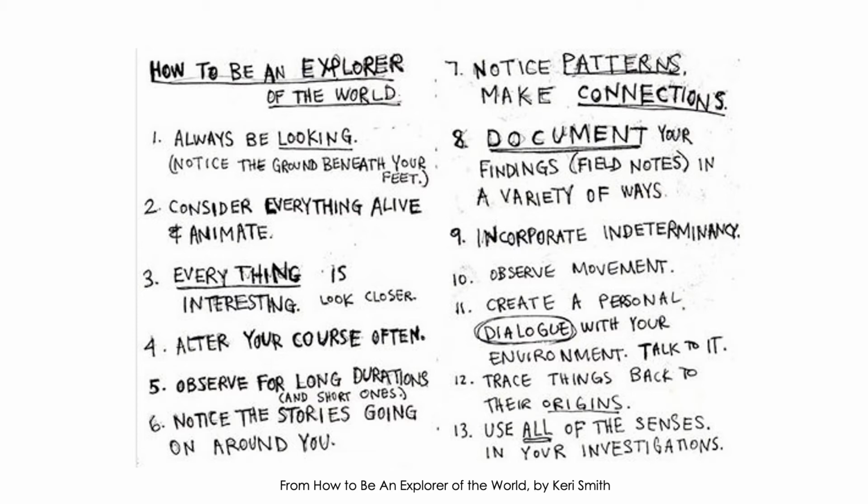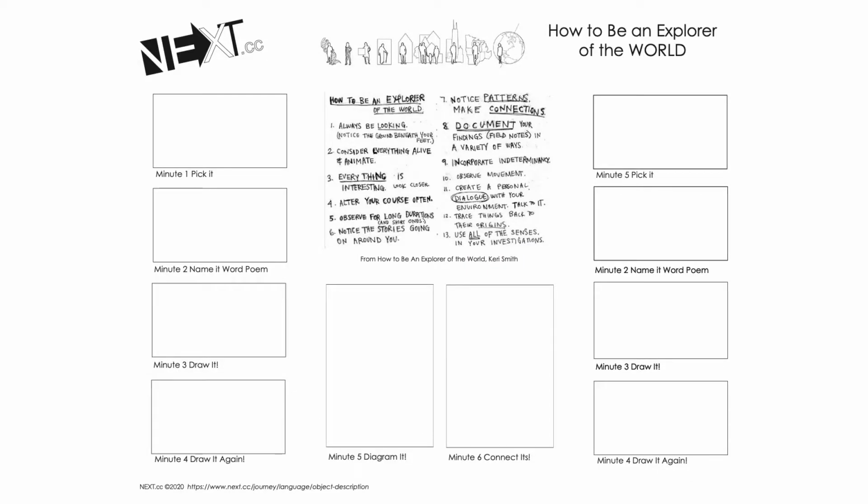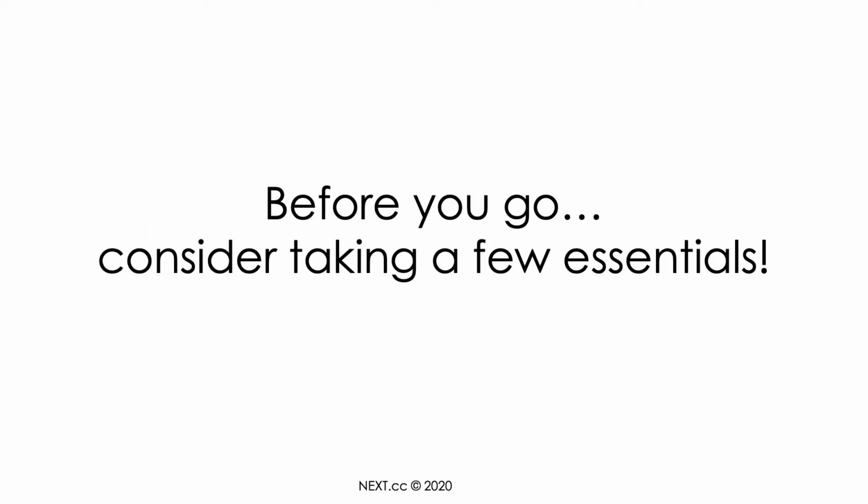One of my favorite books by Carrie Smith asks us always to be looking, consider everything alive and animate and interesting, create a dialogue with what we're looking at, talk to it, document it, notice patterns. So we created a worksheet for you to go out and find something, pick it, name it, give it a word poem, draw it again, diagram it, and connect all of its what does it need to live.